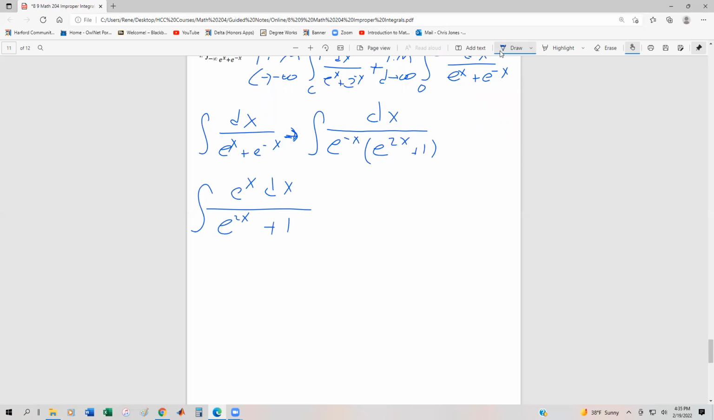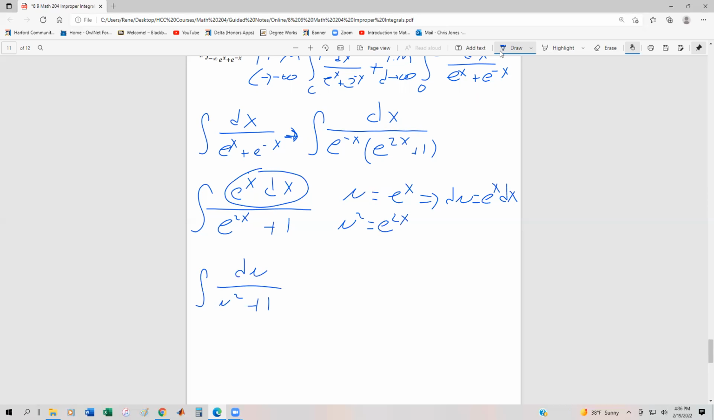If we judiciously choose our u, this is a u-substitution problem. Let u be e to the x. Then du would be e to the x dx, which is precisely what we have here. And wouldn't that mean that u squared would be e to the 2x? So what we end up with is the integral of du over u squared plus 1, which is precisely arctan of u in this case. That's the integral of du over u squared plus 1.